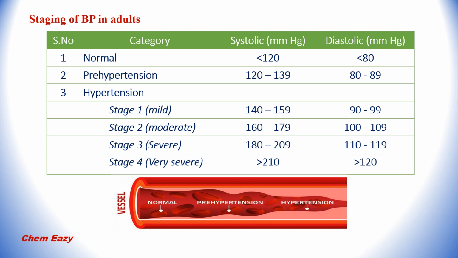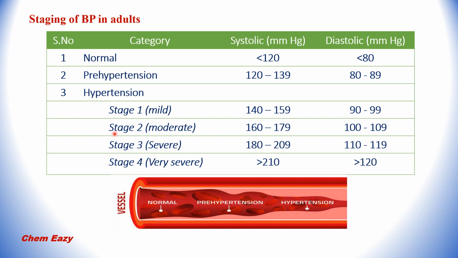In this table, various stages of blood pressure along with its systolic and diastolic pressure are mentioned. For normal, systolic blood pressure will be less than 120 and diastolic will be less than 80. In case of pre-hypertension, systolic will be 120 to 139 and diastolic is between 80 to 89. In case of hypertension, there are four stages. Stage 1 is mild. Under mild conditions, systolic BP will be 142 to 159 and diastolic will be 90 to 99.